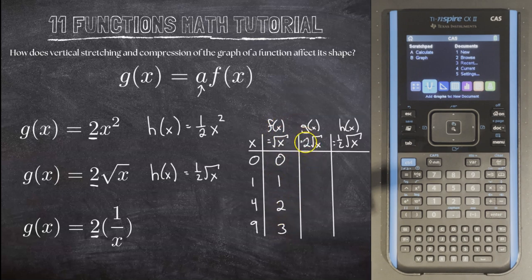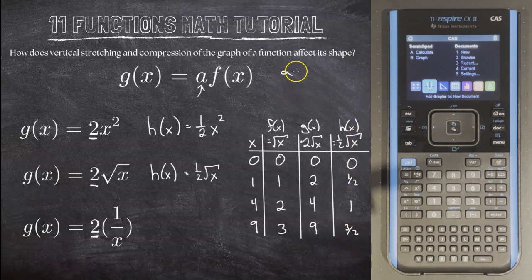Then what happens when we have this 2 in front? Well, it's twice that amount. So we have 0, 2, 4, and 6. So we can clearly see that these values are being stretched vertically on our y-axis. And what happens when it's 1/2? Well, we've got 0, 1/2, 1, and 3/2. So here it's being compressed.